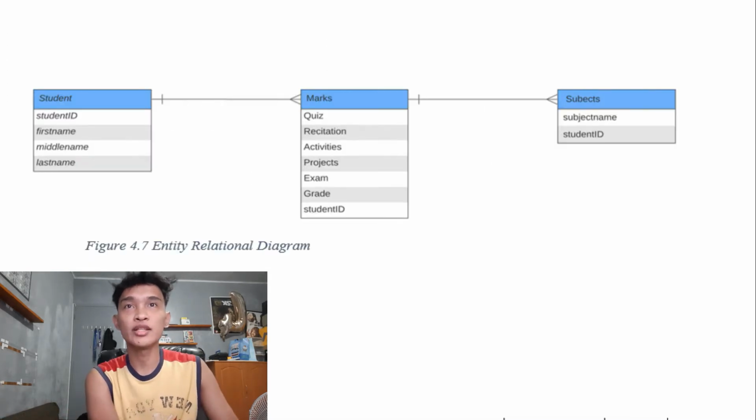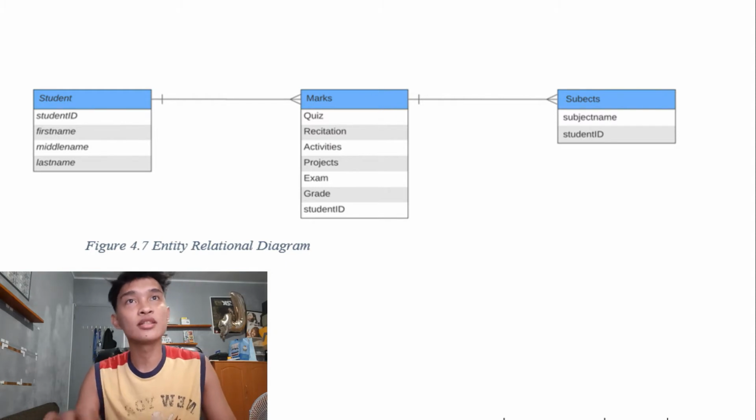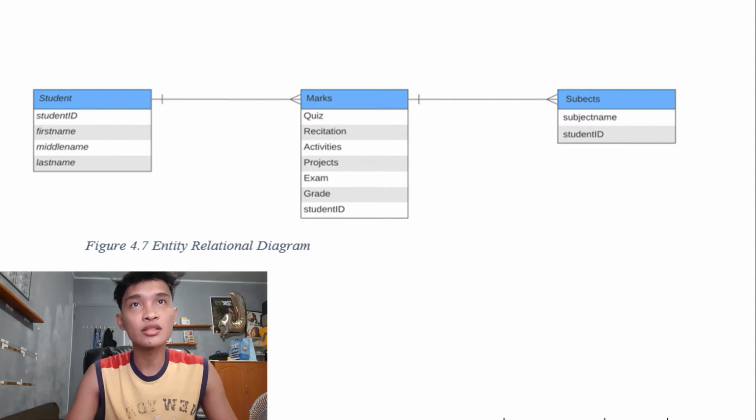So this is our entity relationship diagram. For the student, we need the student ID, the first name, the middle name, and the last name. For the marks, we need the quiz, recitation, activities, projects, exam, grade, and student ID. For the subjects, subject name and student ID.